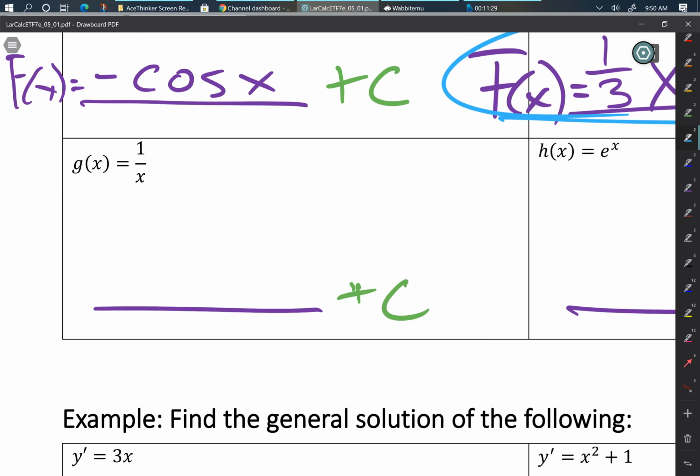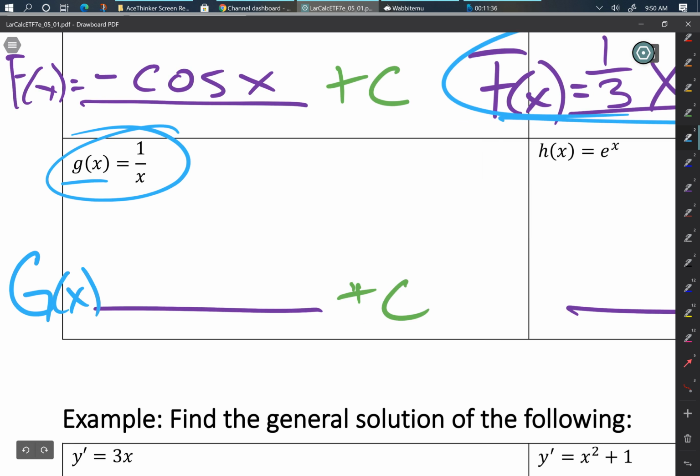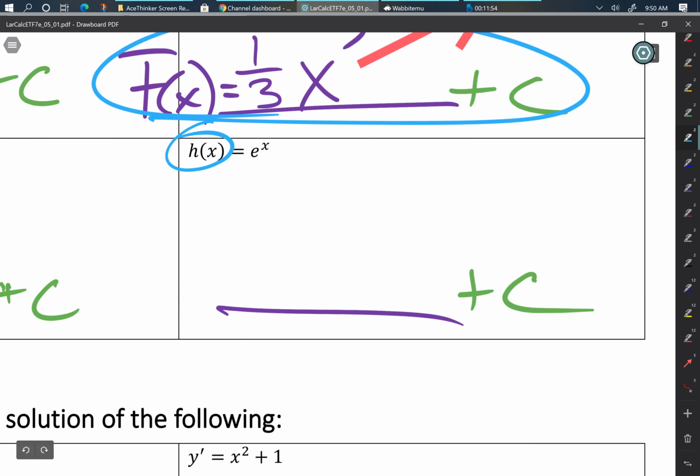And I'm just going to keep doing this as I work through these. All right, g of x is equal to, whoa, g of x, does that matter? No, it just means I'll call the general antiderivative big G. Okay. Now, what function gives you 1 over x when you take its derivative? Well, that's natural log. So that means that the antiderivative of 1 over x is natural log of x plus C. h of x, does that matter? Nope. Just means I'll call its antiderivative big H. And what function, when you take its derivative, gives you e to the x? My favorite, e to the x.